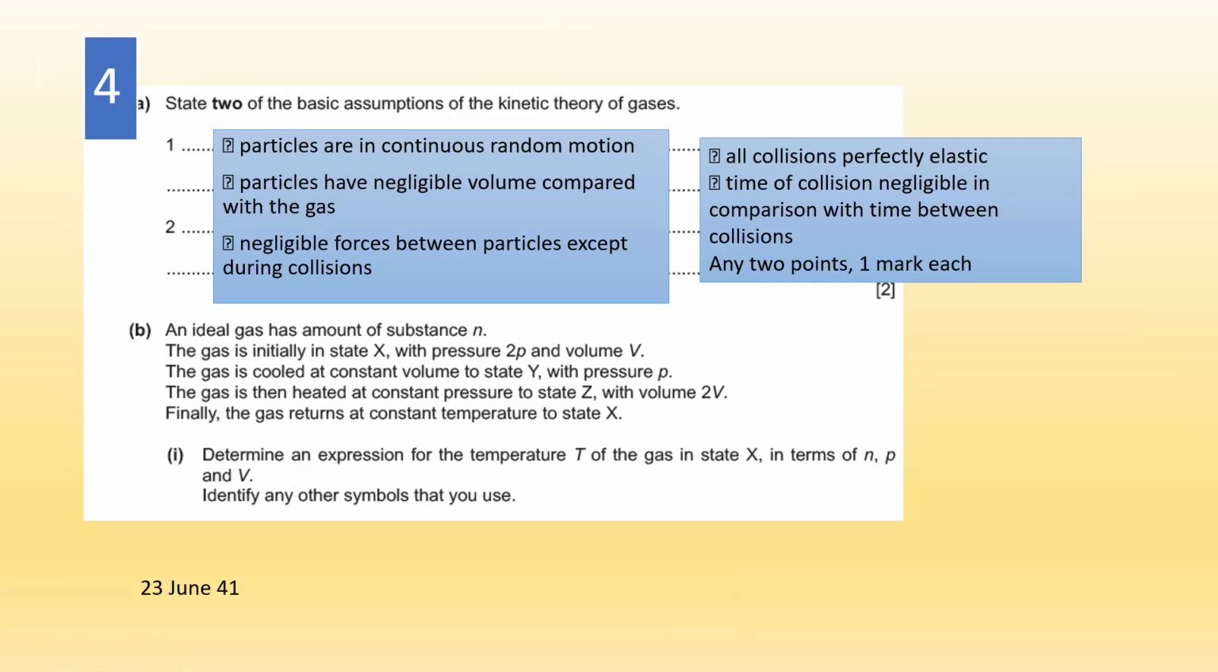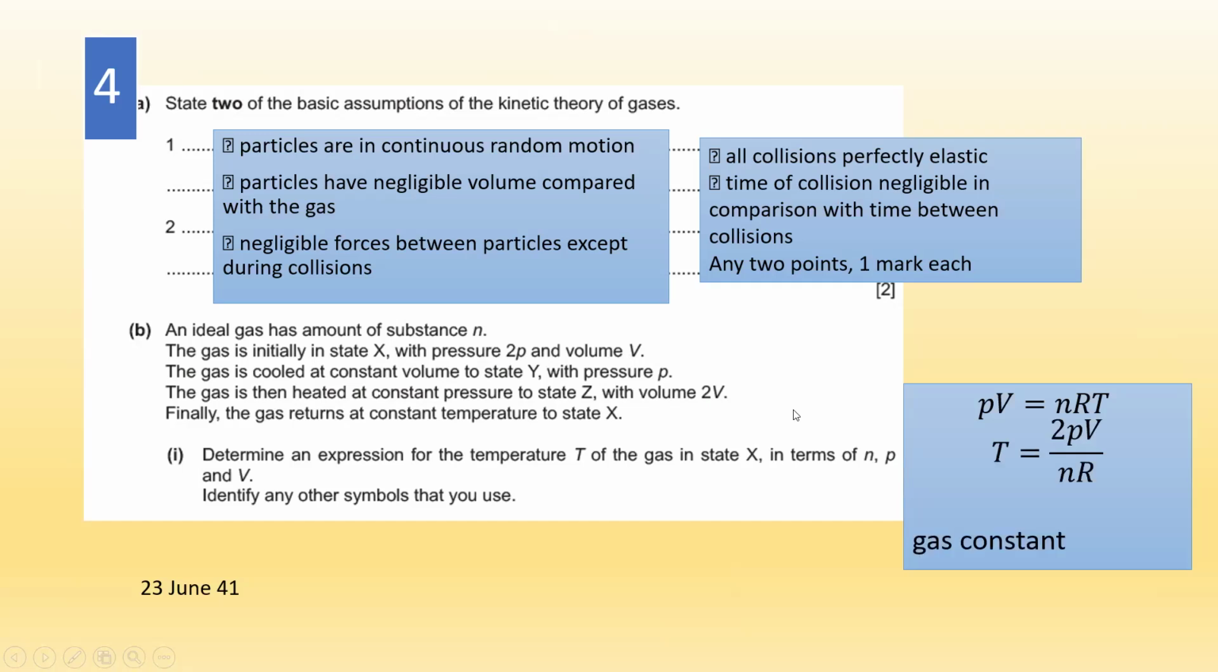What equation should I use? PV equals nRT. PV equals nRT, okay? Then we just replace it with 2P. Volume is still the same. N is still the same. Right? That's our answer. Where R is the molar gas constant. Right? That's the one that's not mentioned here. So you have to spell it out. What's this constant? What does this constant mean?